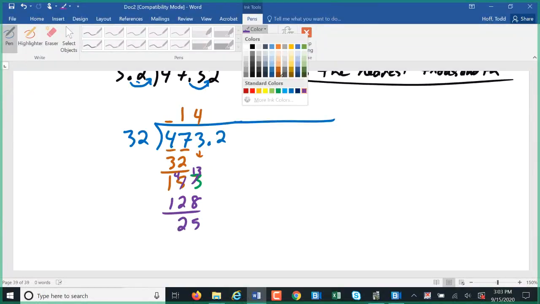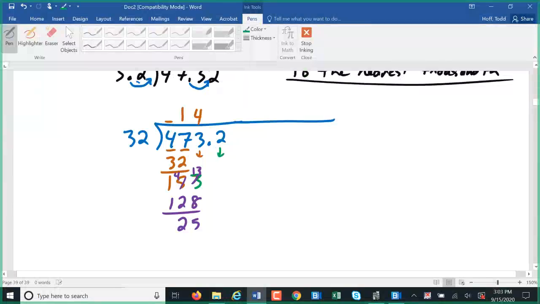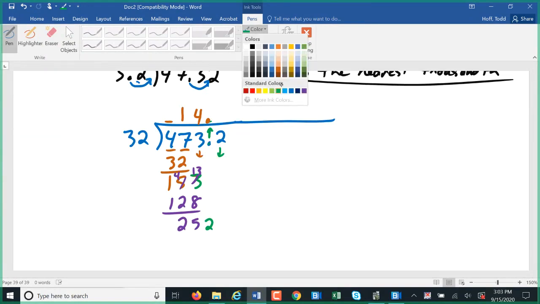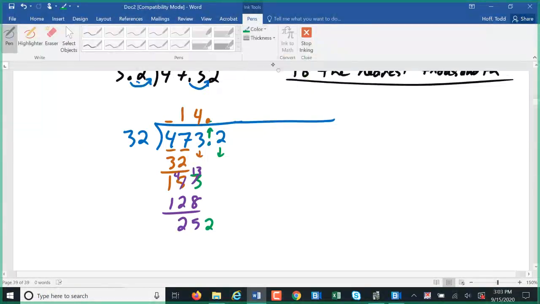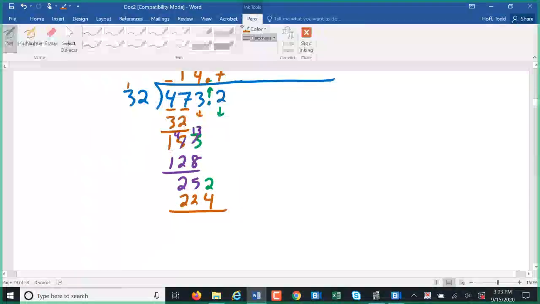Before we bring down this next digit, before we bring down the 2, we're passing the decimal point. We have to move the decimal point up. Now we can bring down the 2. 32 into 252. Not quite going to go 8 times. It's going to be 7. So 7 times 2 is 14, so 4 carry the 1. 7 times 3 is 21, plus 1 is 22. We subtract there, we get a difference of 28.